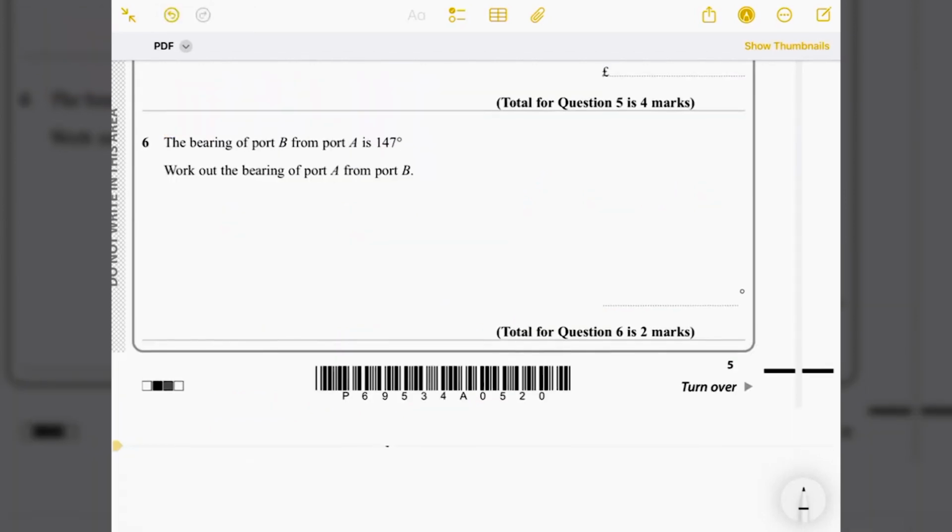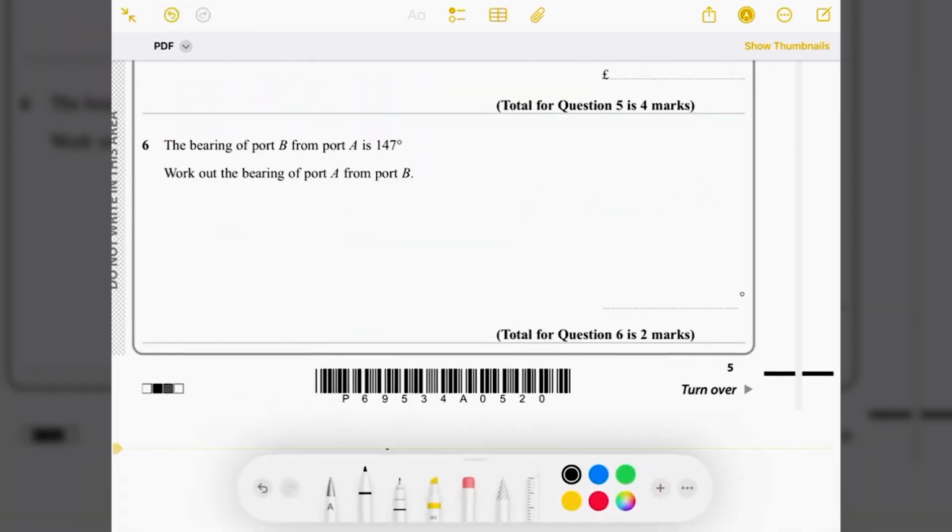Okay, question 6, bearings. This is what you need to know about bearings. Bearings always start from north. So the bearing of port B from port A is 147. So let's draw something that represents A and something that represents B over here. And bearings are always from north. And you'll see why I drew B a little bit lower.